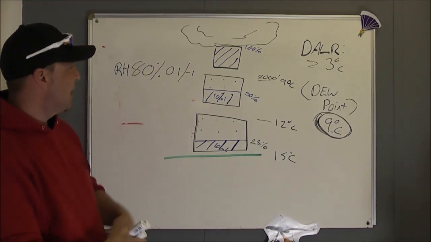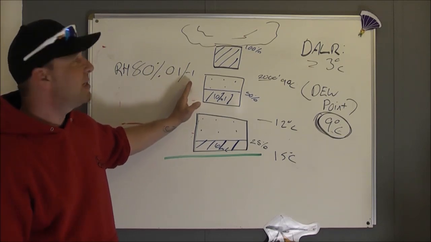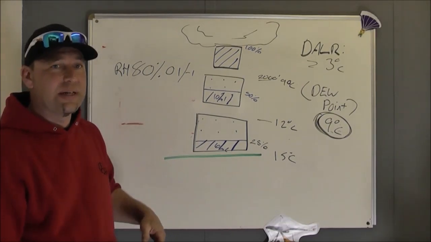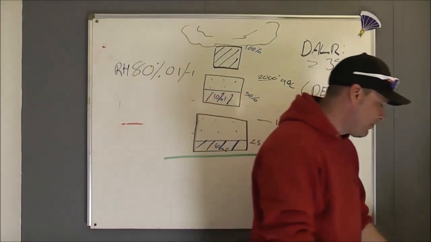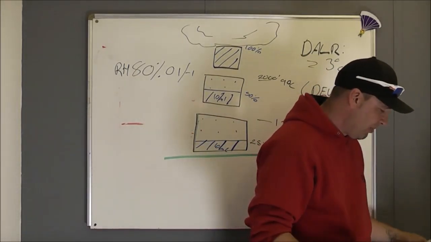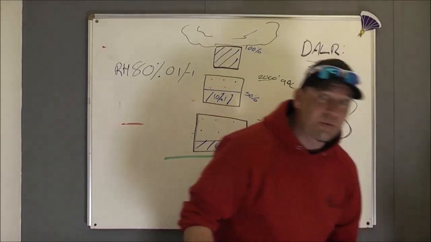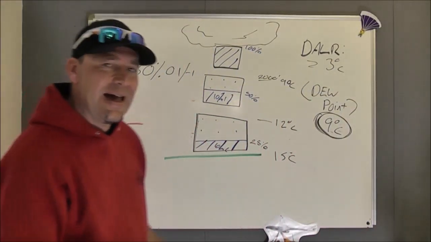80%. And it's saying that the temperature is 1 degree, it's only got to cool by 2 degrees before that parcel of air becomes fully saturated. Therefore, cloud base is going to be really, really low. So yeah, one of the things that a lot of people get confused with is relative humidity.